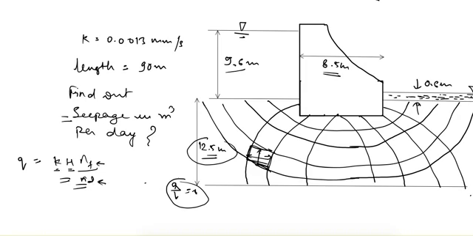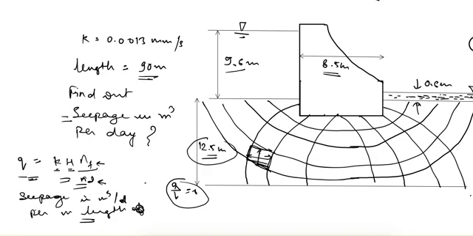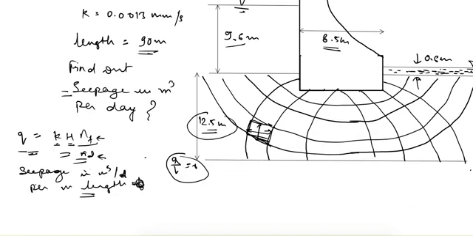And from this formula we calculate the seepage in meter cube per time unit, whatever the time unit is, let's say in meter cube per day, and per meter length of dam, or per meter length of whatever the structure is. So this seepage comes out per meter length, and we are given the length also, so we can find out the total seepage. So just K is given, so we have to find out this H, NF and ND.